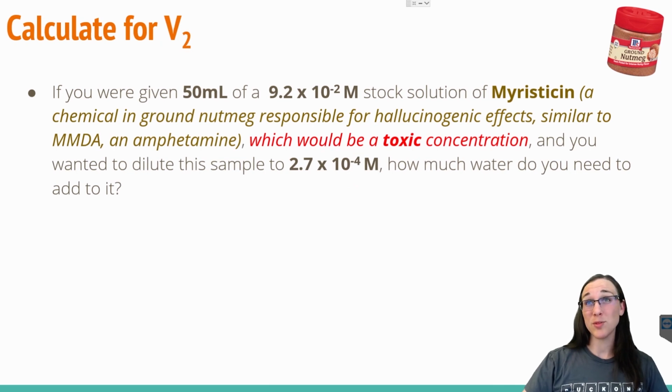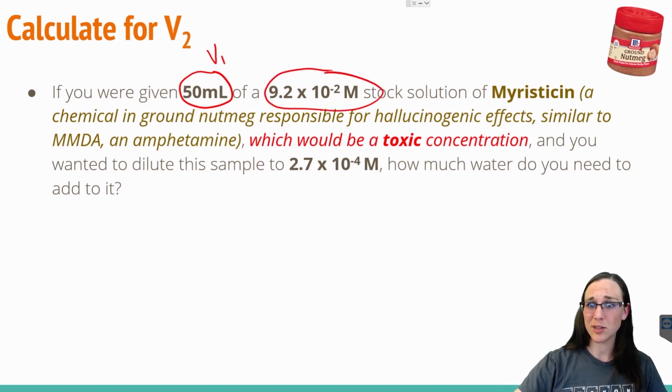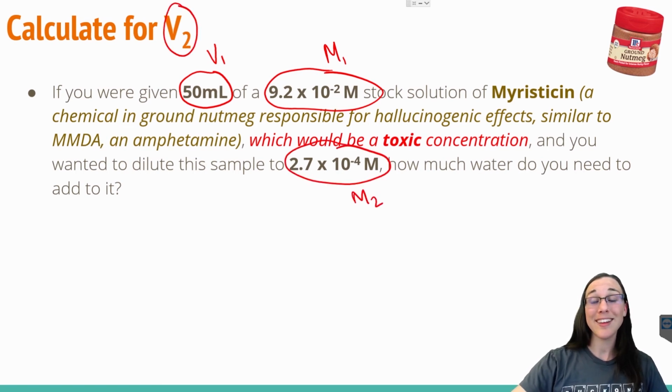Let's identify what's what. Our initial volume is 50 milliliters. That's our V1. Our initial concentration is the really toxic one at M1. We want a new molarity of 2.7 times 10 to the negative 4. That's our M2. And we are, hey, calculating for V2. Just kind of like the title states.